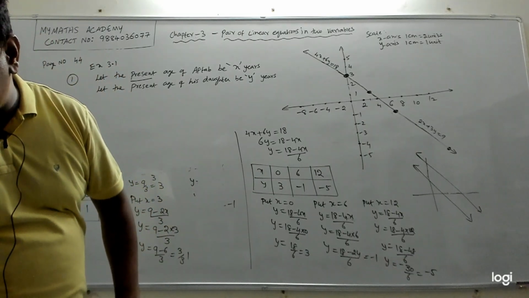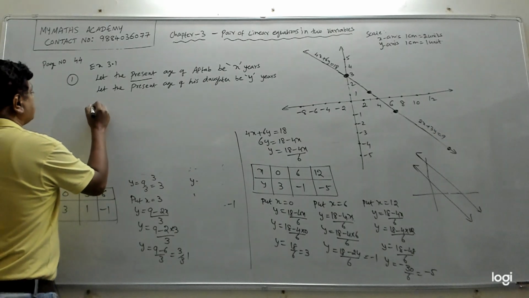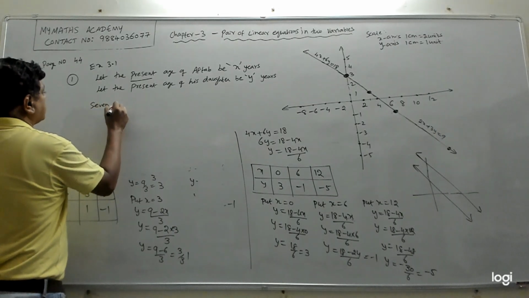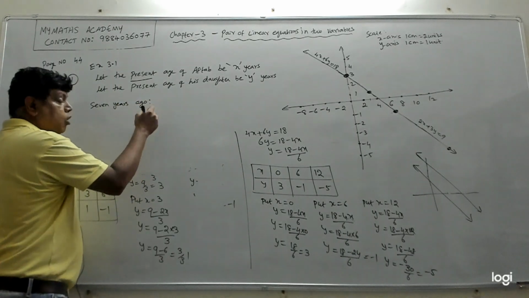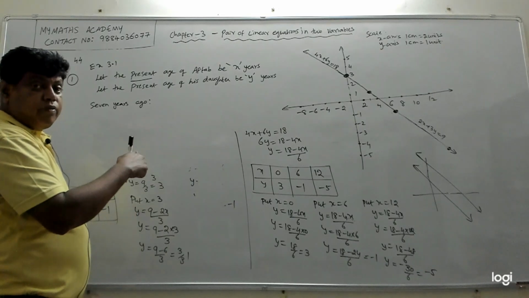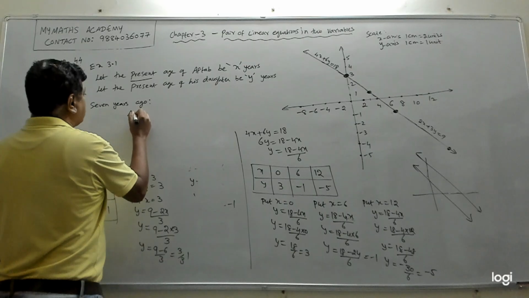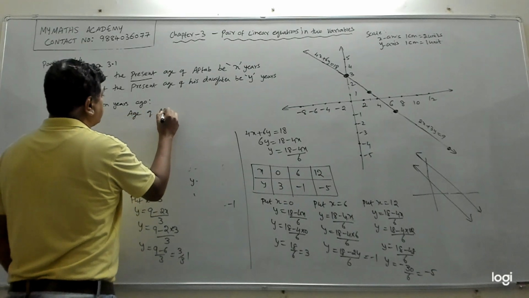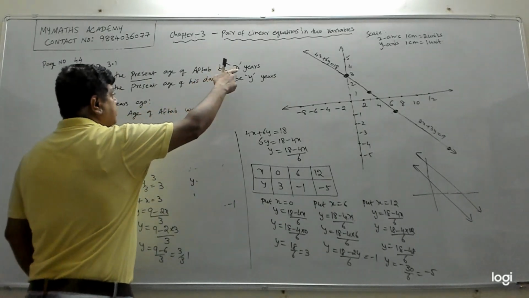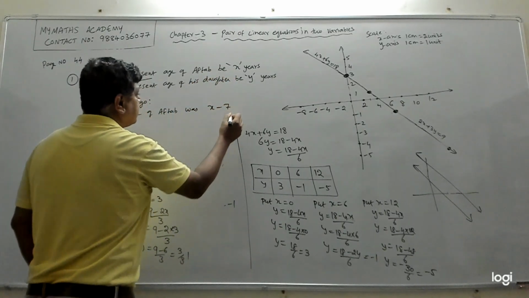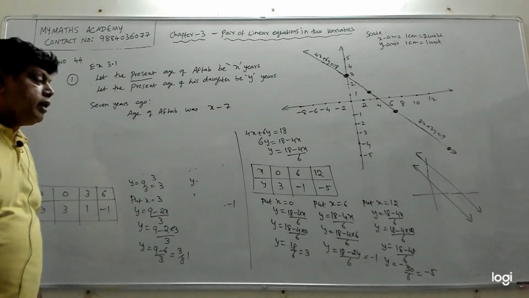So what he says, 7 years ago. 7 years ago means we are right here, 7 years before. The moment they talk about 7 years ago, you should put 7 years ago, and then immediately you should write the age of Aftab 7 years back. So age of Aftab was how much? 7 years ago, what was his age? His current age is X. 7 years ago, he would have been X minus 7. 7 years ago, his age would have been X minus 7.